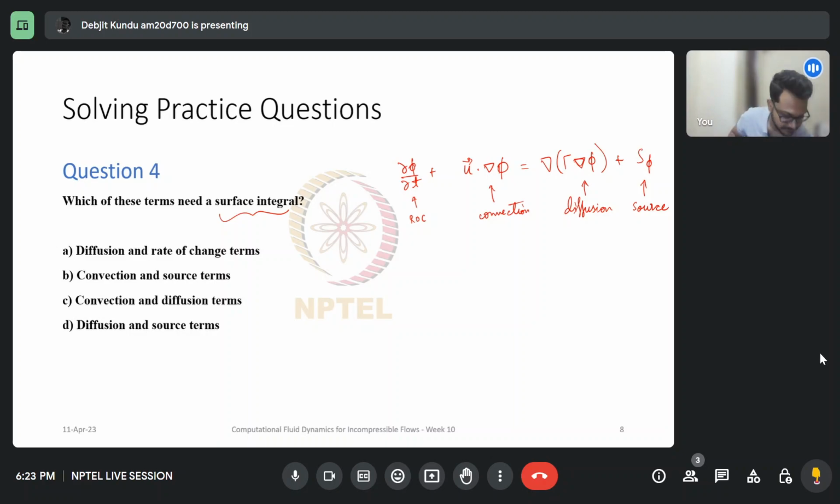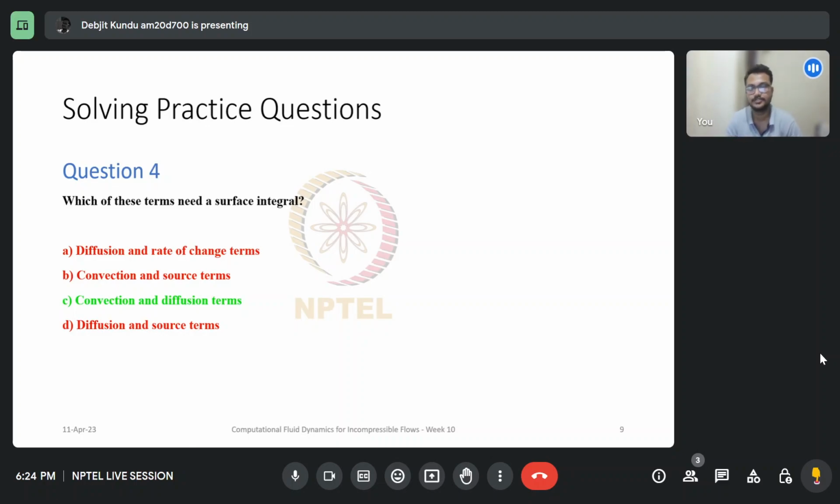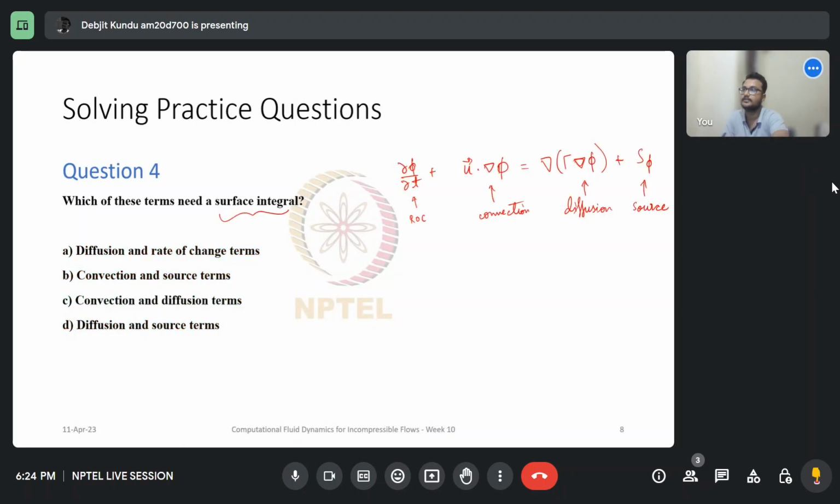So let's have a look at the solution now. The solution is option C, convection and diffusion terms. If we go back, the convection term and the diffusion term represent a flux. So let's solve it out.